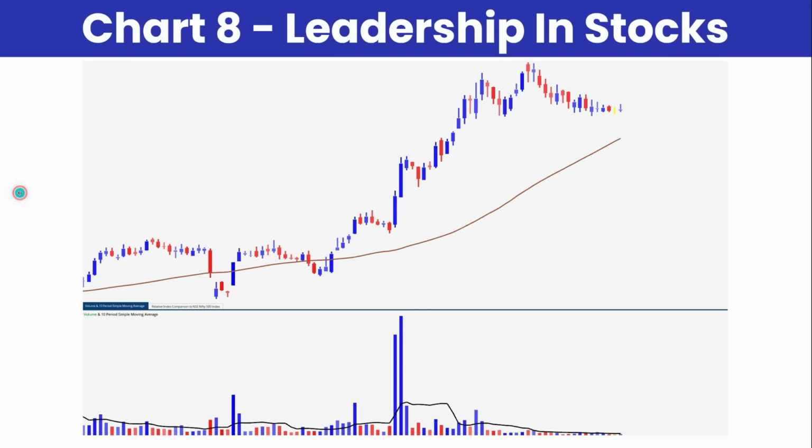And this is the template that you have to track. 50 DMA, the 200 DMA will be rising as well. Strong candles on the chart, strong volume. And then when the stock heads into consolidation, shakes out shorter time frame players, volumes have to contract.